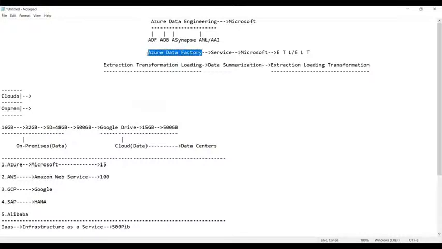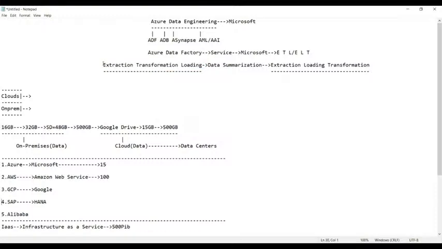As we know, Azure Data Factory is a service provided by Microsoft to perform the job of ETL, which stands for extraction, transformation, and loading. So now let us see what exactly extraction, transformation, and loading do with the help of an example.